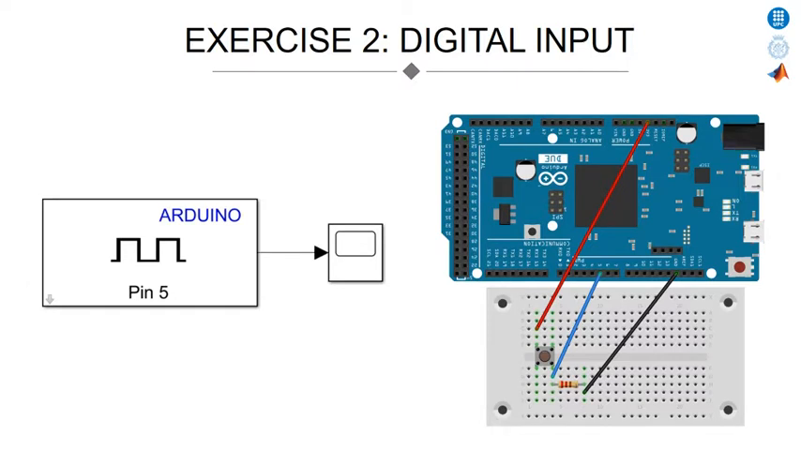This second exercise consists of obtaining a digital signal by means of a button. When the button is pressed, a boolean 1 will be obtained in the scope of Simulink. Therefore, when the button is not activated, what we will obtain will be a 0. To do this, the following block diagram and circuit have been created.